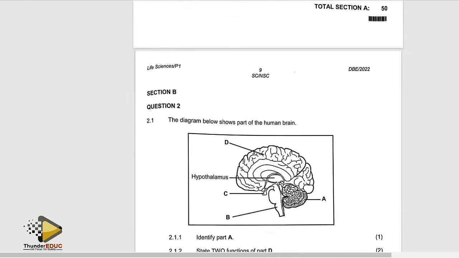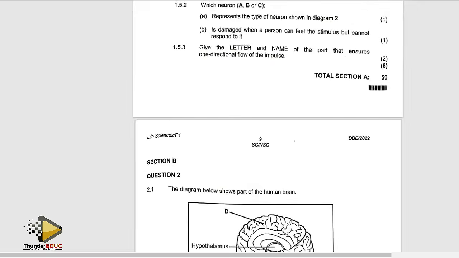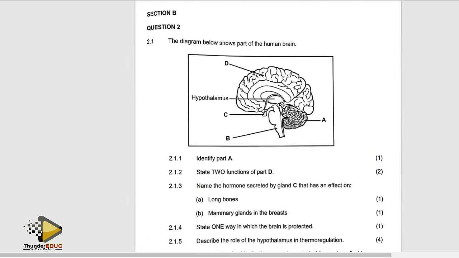And then we go to section B. Section B, we're going to hit some few questions, and then we continue with those questions which are likely to be in your paper. All right.